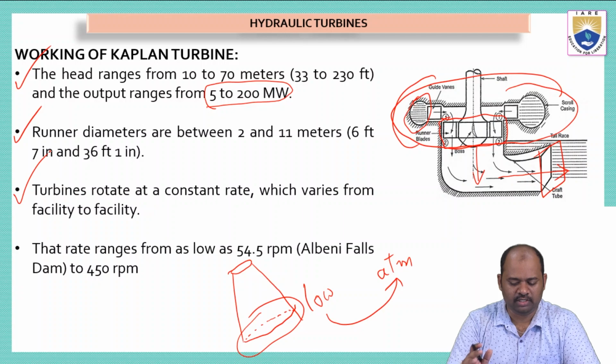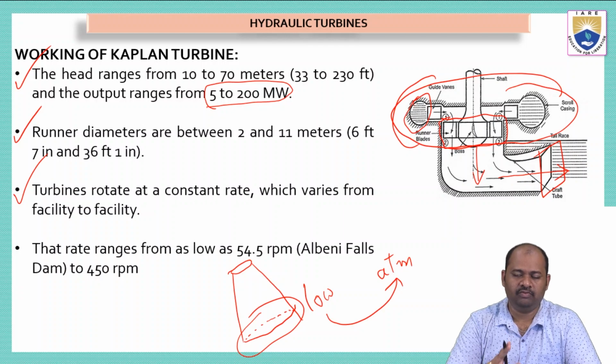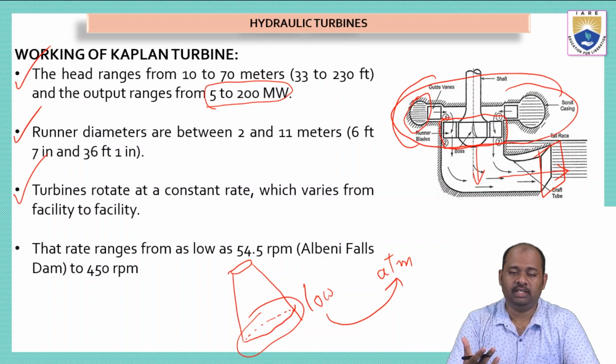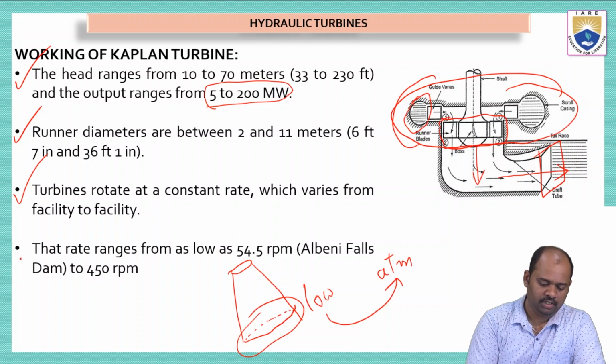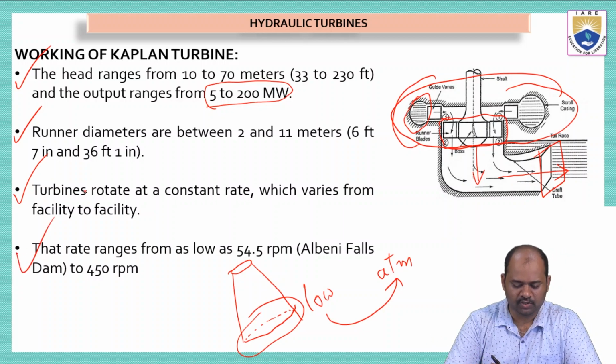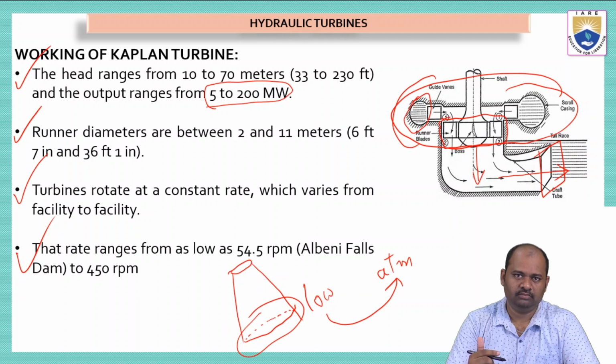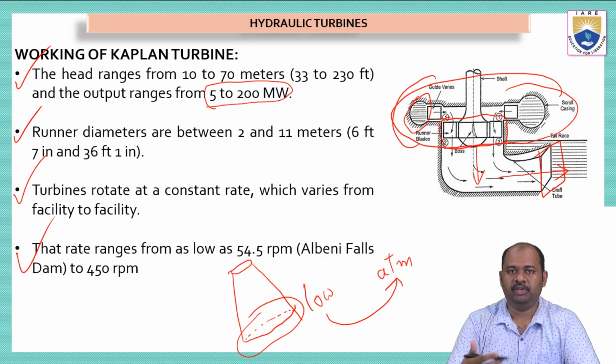The turbines rotate at a constant rate which varies from facility to facility. If we want to compare the speed with which the turbine can rotate, it depends on the size of the turbine. One turbine will have a different speed compared to another. Even though both are Kaplan turbines, they will have different speeds, and the rate ranges from as low as 54.5 rpm to 450 rpm. So depending on the size of the turbine, the speed of rotation of the runner varies from 54 to 450 rpm.